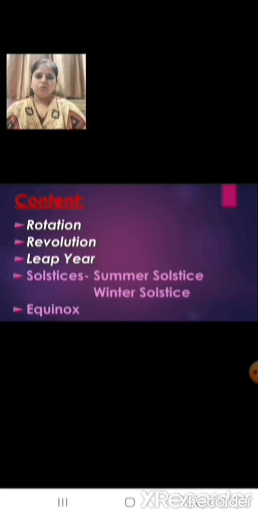Today we will learn a new lesson in geography. That is lesson number 3, Motions of the Earth. That means the movements in which the earth moves. In this lesson we will learn about rotation, revolution, leap year, solstices, that is summer solstice and winter solstice, and about equinox. But today we will learn about rotation, revolution and leap year.